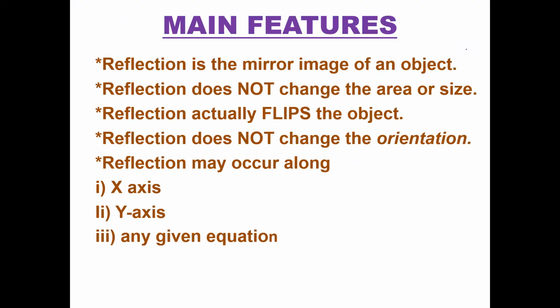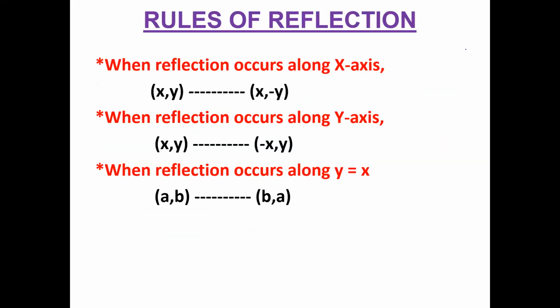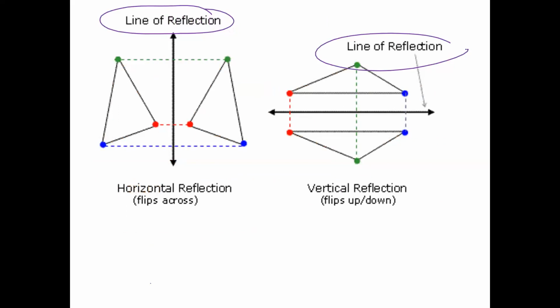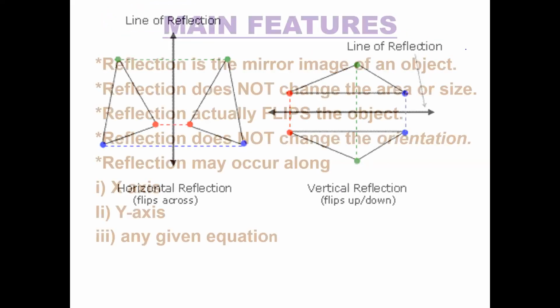So the main features: reflection is the mirror image of an object. Reflection does not change the area. When you look at something in a regular plane mirror, its size does not change. Actually, reflection flips something. Right becomes left and left becomes right.